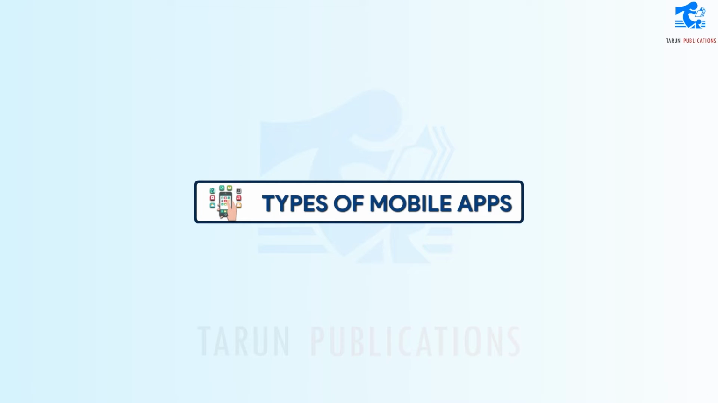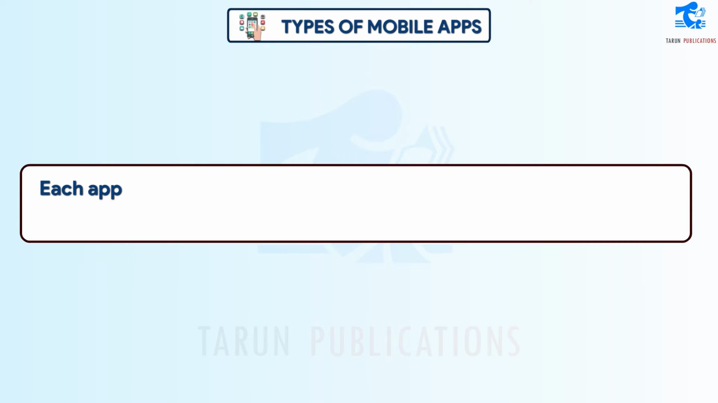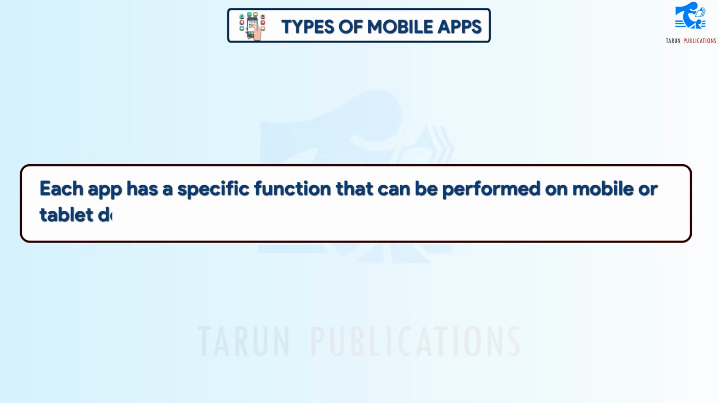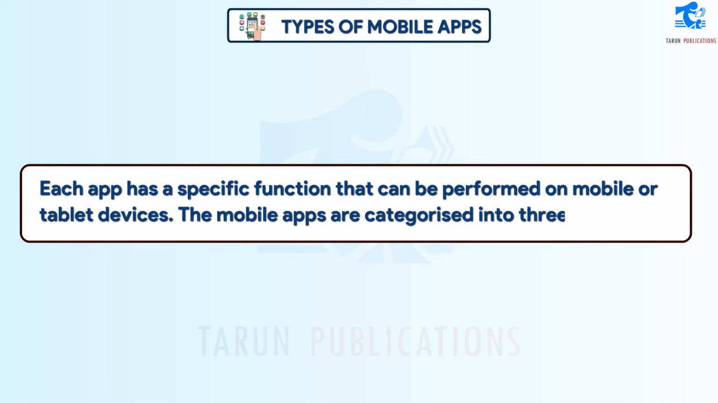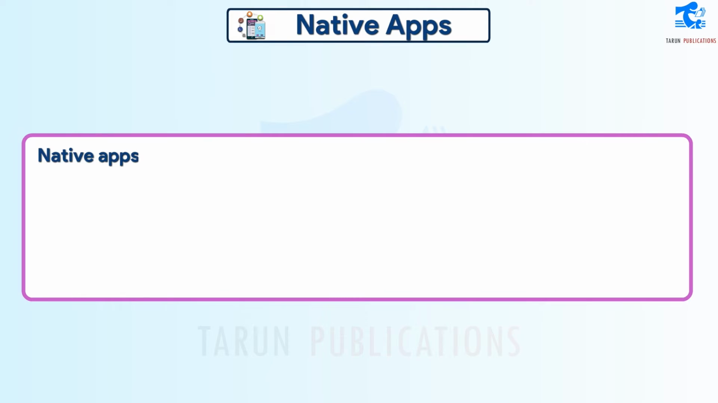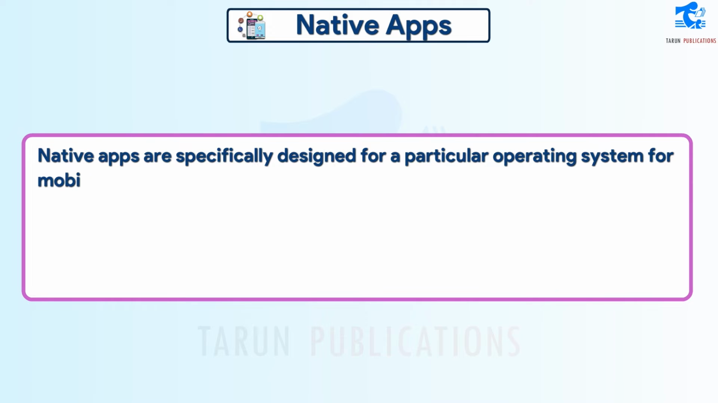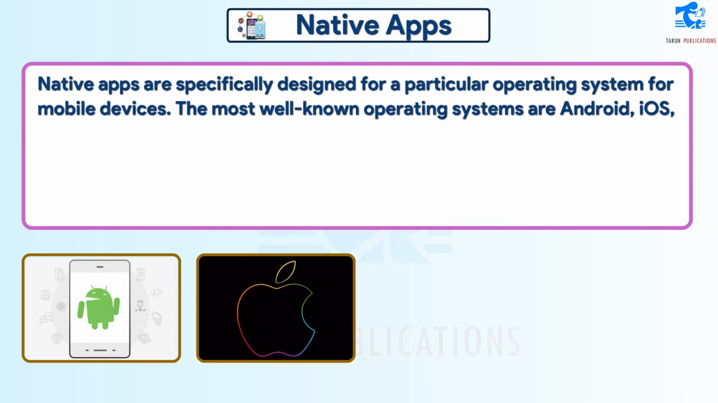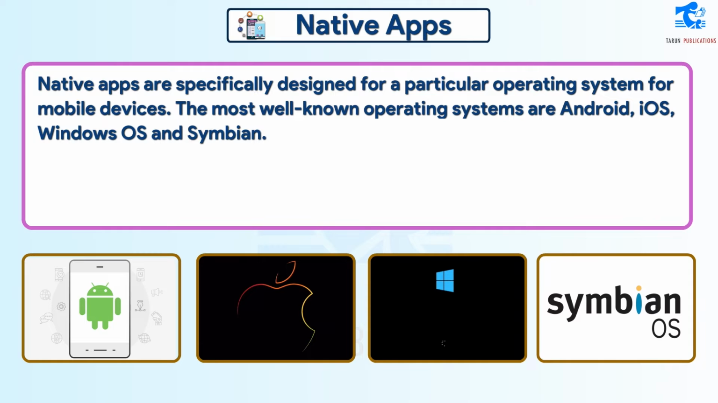Types of mobile apps. Each app has a specific function that can be performed on mobile or tablet devices. The mobile apps are categorized into three types. Native apps. Native apps are specifically designed for a particular operating system for mobile devices. The most well-known operating systems are Android, iOS, Windows OS, and Symbian.